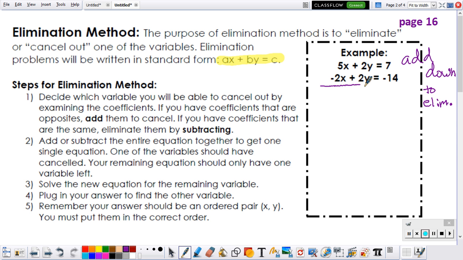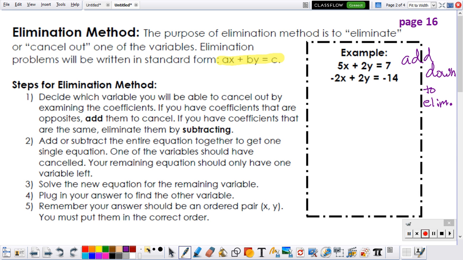Now if I add down right now, 5x minus 2x, add those down, I get 3x. 2y plus 2y would give me 4y. Nothing eliminated here. I still have an x and I still have a y. So this is what I want you to do. We are going to change the sign of everything in the second equation.